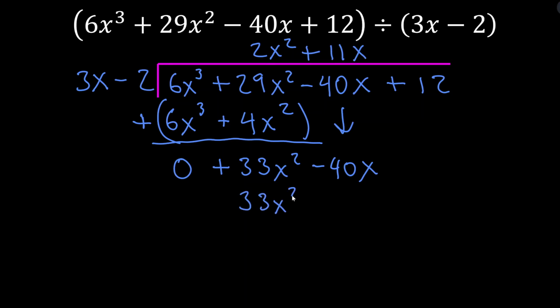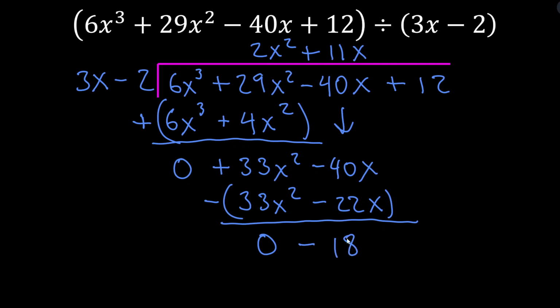33x squared. And now I go, well, what's 11x times negative 2? That's minus 22x. And now I'm subtracting all of this, so I can change the signs. This becomes 0. Minus becomes plus, right? Because we're subtracting a negative. So negative 40x plus 22x is negative 18x, right? I have minus 40 and I'm adding 22, negative 18.